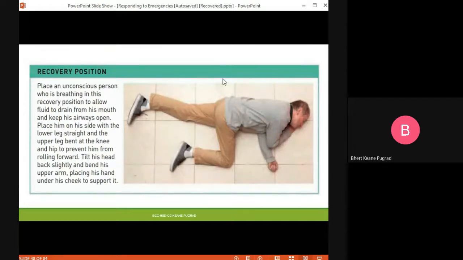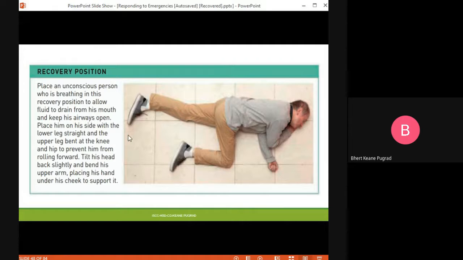Okay, so in your recovery position, you need to place an unconscious person who is breathing in this recovery position to allow any fluid to drain from his mouth and to keep his airway open. So that's the primary reason, no? To ensure na merong pumapasok na hangin sa kanyang bibig or sa kanyang ilong, okay? At kapag merong mga fluid sa kanyang bunganga ay madidrain lang at hindi papasok sa kanyang baga, okay?